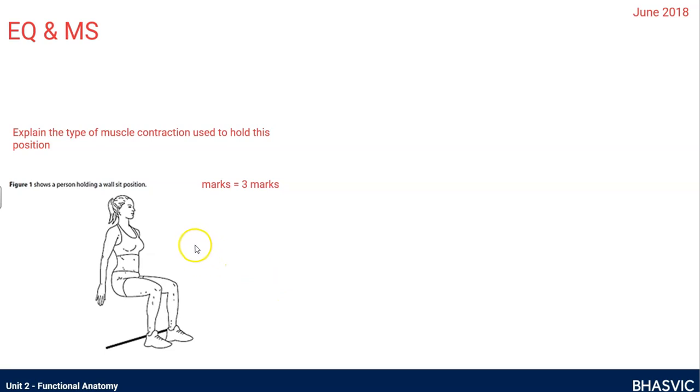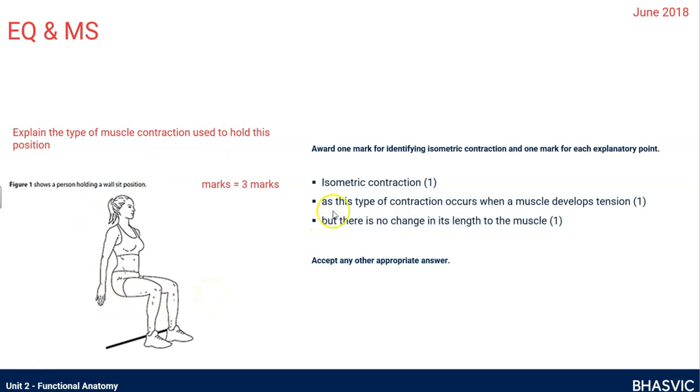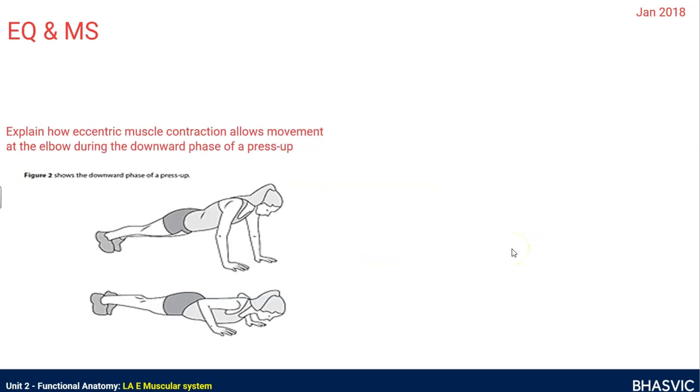Here's one for 3 marks. What type of contraction is being used to hold the position? So you may have done at school a wall sit. And the mark scheme says it's isometric contraction for 1 mark. Because in this type of contraction, the muscle develops tension, 1 mark, tick, but there's no change in length of the muscle, tick. So that basically is the table that you will be learning.